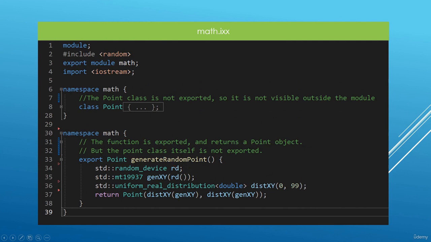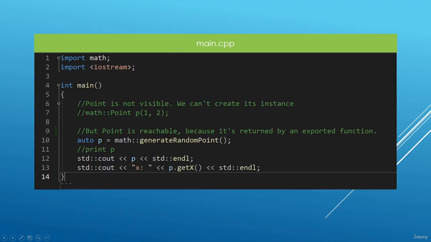Again, coming back to our point, the main point here is that we are returning a point, and point is not exported. Let's go to the main CPP file that is going to be using our math module. Point is not visible, so we cannot create its instance. If we try to run this code here, it is going to give us a compiler error. But notice what we can do. We can call the generate random point function, which is going to return a point. But notice that C++ is clever in that we won't be mentioning point here. We will be using auto to let the compiler deduce the return type. If you say point here, you are going to get a compiler error because you can't mention point.